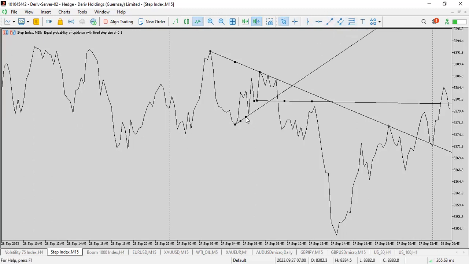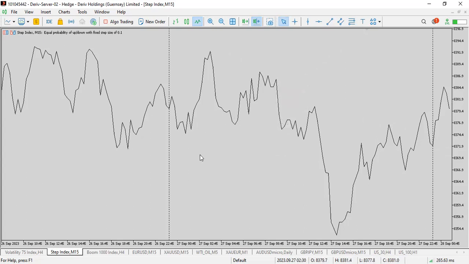Let's see if it connects. No, it does not connect like that. I want to see it connect with this point here. Let's see if it connects with this. Let's see the third line. No, there's a connection. Wow!